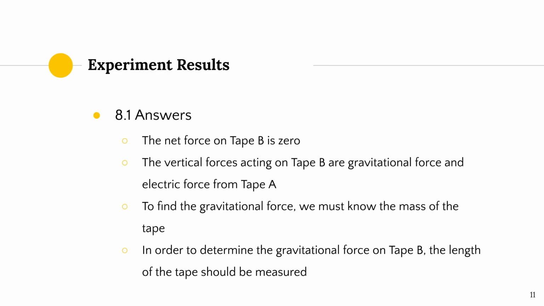The net force on tape B is 0, and the vertical forces acting on tape B are gravitational force and electric force from tape A. To find the gravitational force, we must know the mass of the tape, and in order to determine the gravitational force on tape B, the length of the tape should be measured.